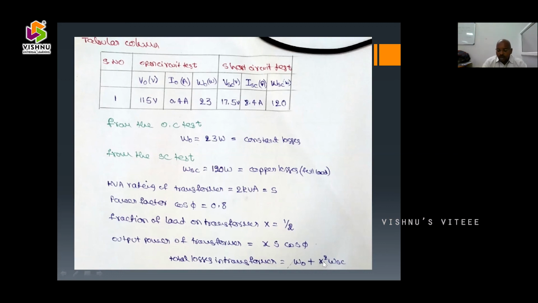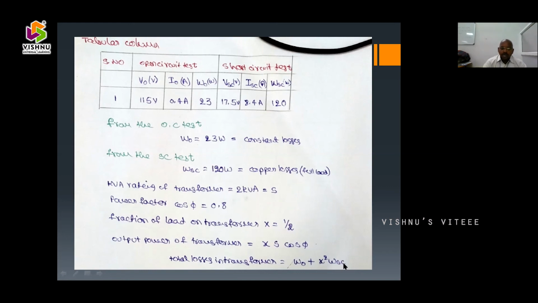Why are we multiplying x square with WSC? Generally, WSC means the full load copper loss of a transformer. These copper losses depend on the current drawn by the transformer, so they depend on the load on the transformer. The copper loss is also varying. That's why we are multiplying x square with WSC.